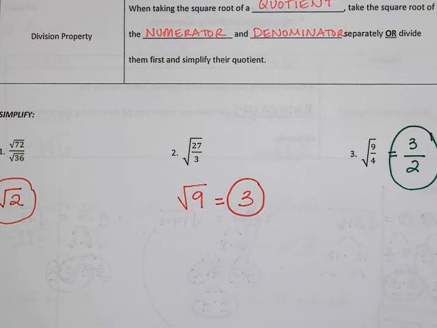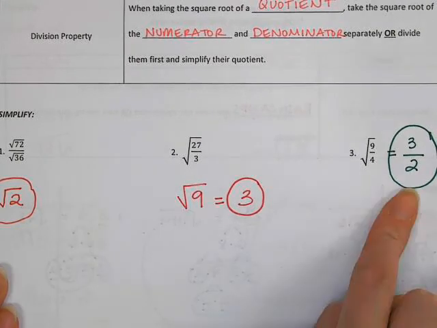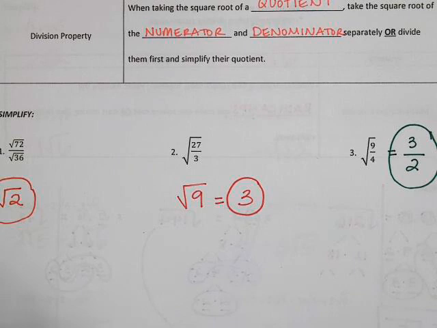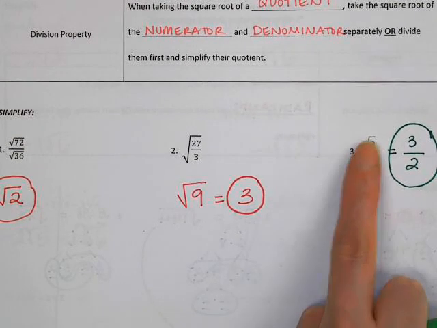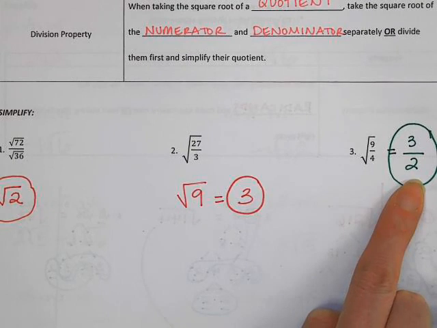Okay, so the easiest way to do these, divide first. If you don't get a decimal, then that's your answer. If you do get a decimal, just square root them individually, and the answer will just be that.